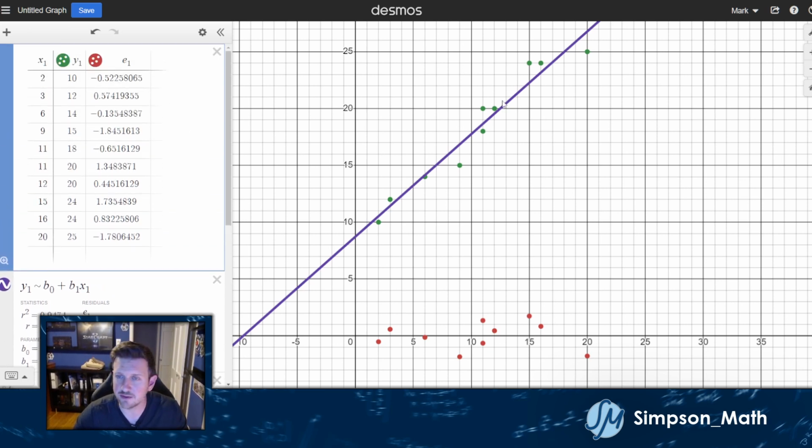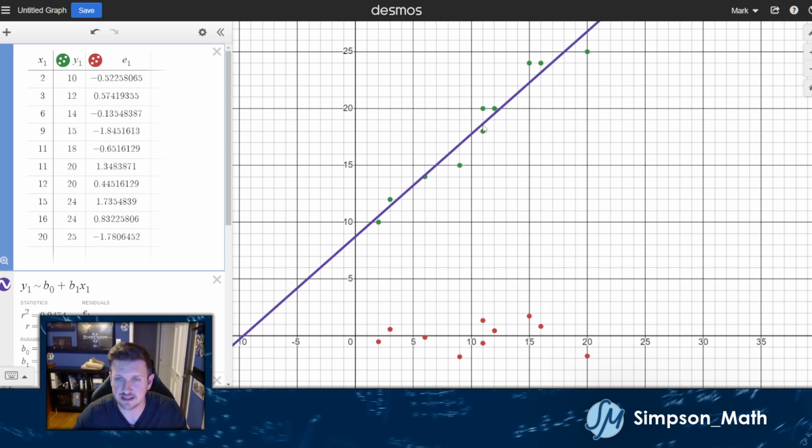Just to point out, and you do see it graphed down below on the y-axis, notice how this data value here, if I'm looking at the 11s, I have one about 1.5-ish units above and one about a half unit below the line. So I have a residual about 1.5-ish above the line and about a half-ish below the line. I'm looking at my two 11s here. Notice how this residual is 1.34, this residual is a negative 0.65, and that's what this is.